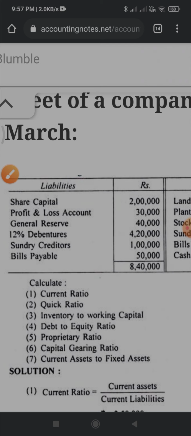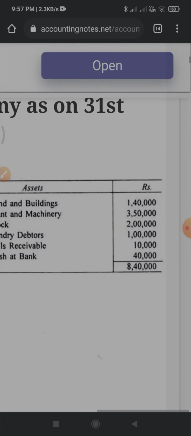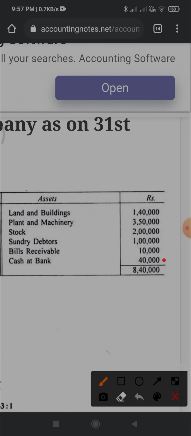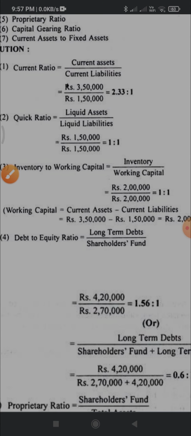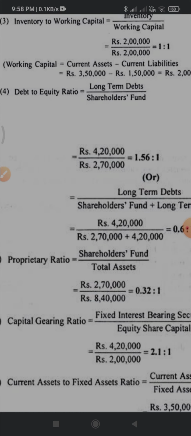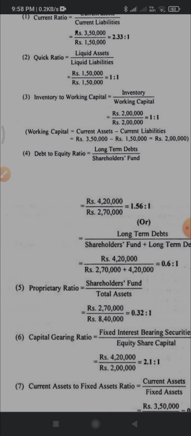Next one, for proprietary ratio, shareholders funds divided by total assets. What is the total assets given here now? Total asset is 8,40,000. So what is the formula we should apply here now? Proprietary ratio equals to shareholders fund divided by total assets. What is the shareholders fund here now? It's 2,70,000 divided by 8,40,000. The answer is 0.32:1.